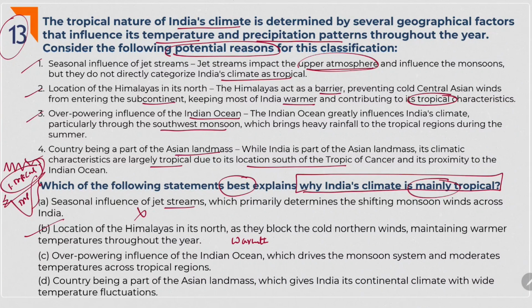And anyhow, if you see the other options, overpowering influence of Indian Ocean drives the monsoon system and moderates temperature across tropical regions. Yes, Indian Ocean moderates the temperature, it is right. But it is the Himalayas which are preventing the cold winds. Because of that we are experiencing warmth. And next one, country being a part of Asian landmass which gives India its continental climate with wide temperature fluctuations. So what? If we are a part of Asian landmass, it doesn't automatically classify us as tropical. It's just because of Himalayas and Tropic of Cancer, we are majorly tropical.